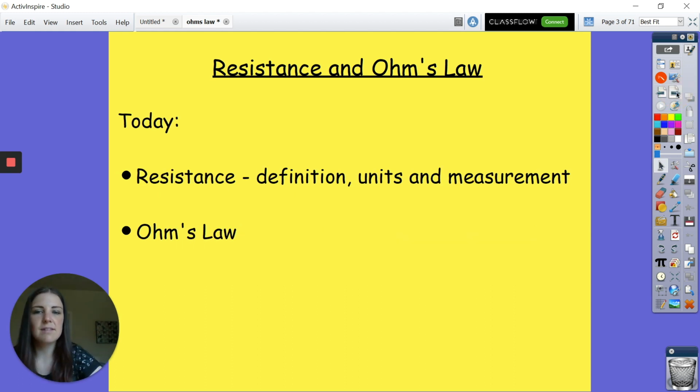I mentioned resistance last time, quite briefly, but we're going to get a proper definition for it, what it's measured in, how you would measure resistance, and then find the relationship between voltage, current, and resistance, and that's what's mentioned here, Ohm's law. So we're going to find out what Ohm's law is and how these three things are connected.